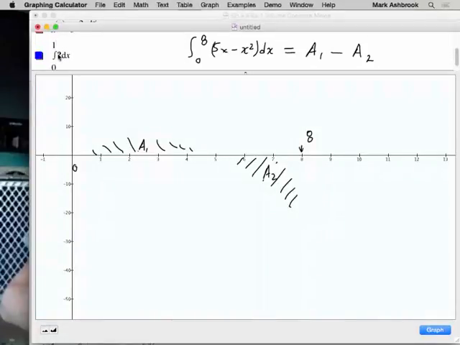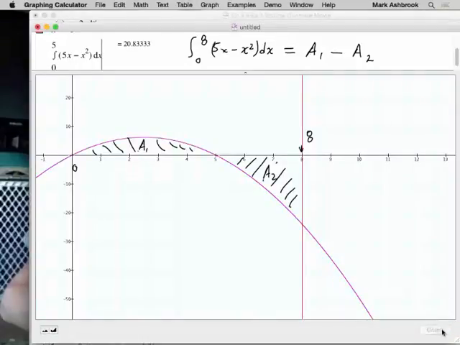So what was the first one we had from 0 to 5, and that was what, 5x minus x squared? Okay, so if we had done that first integral, we would have gotten 20.8. So from 0 to 5, A1 was 20.8, or 20.83.